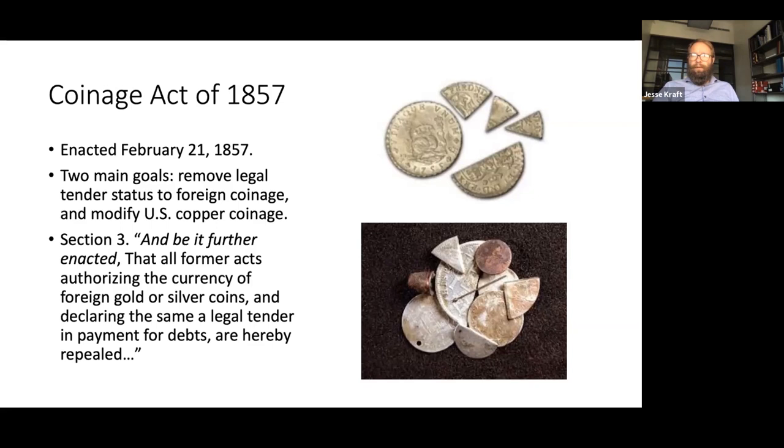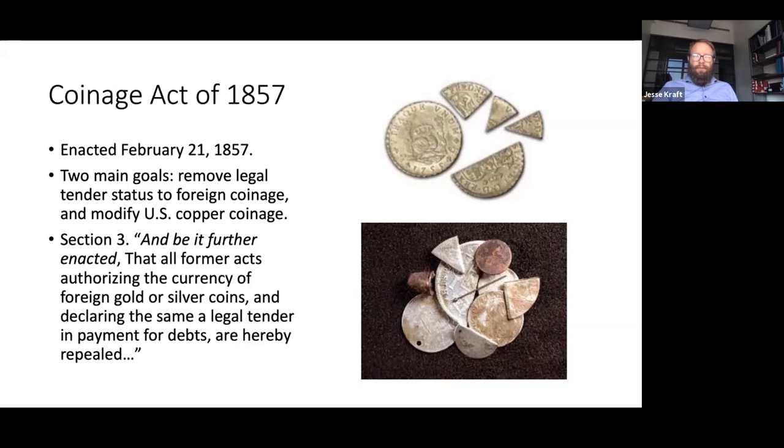But for this presentation in particular, I'm going to focus on section 3, which pertains to foreign coinage, and that reads, "And be it further enacted that all former acts authorizing the currency of foreign gold and silver coins and declaring the same a legal tender in payment for debts are hereby repealed." So with that, foreign coinage was no longer legally allowed to be used as legal tender in the United States.